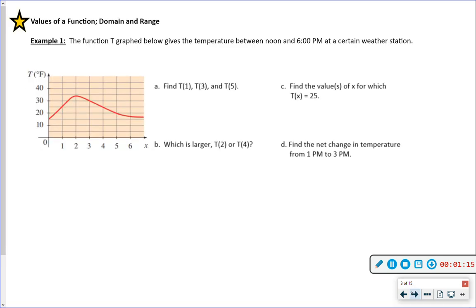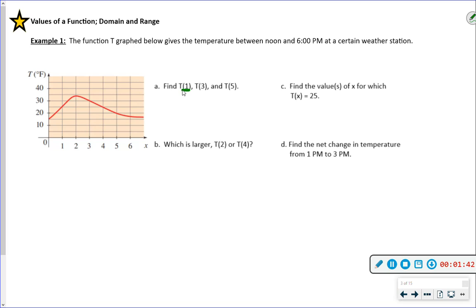All right, so take a look. This looks super wordy for something that I promise is very simple. So values of a function. The function T, graph below, gives the temperature between noon and 6 p.m. at a certain weather station. Find T of 1, T of 3, and T of 5. Now T, of course, is the temperature. So what this is really asking you: what's the temperature at 1 o'clock, at 3 o'clock, at 5 o'clock. So I'm literally looking at the graph.